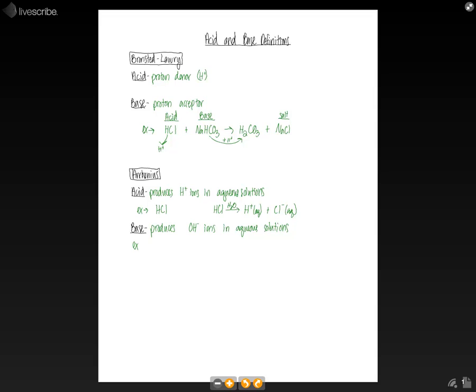But if we look at an example of what would be, we can say sodium hydroxide is, because when we put it in an aqueous solution, we get Na+, we get OH-. So we see that we produce that hydroxide ion. So these are two different types of definitions for acids and bases.